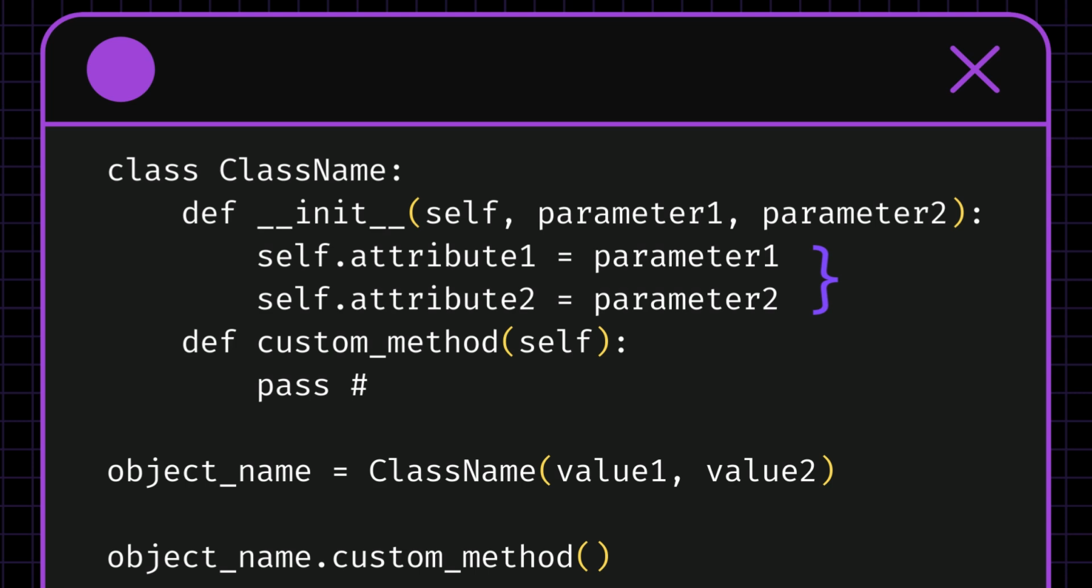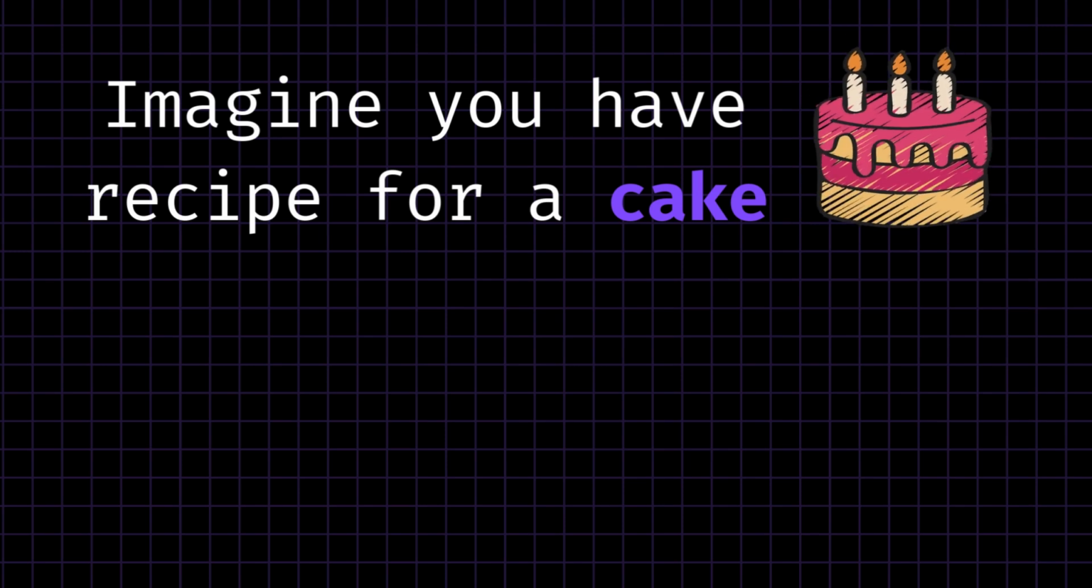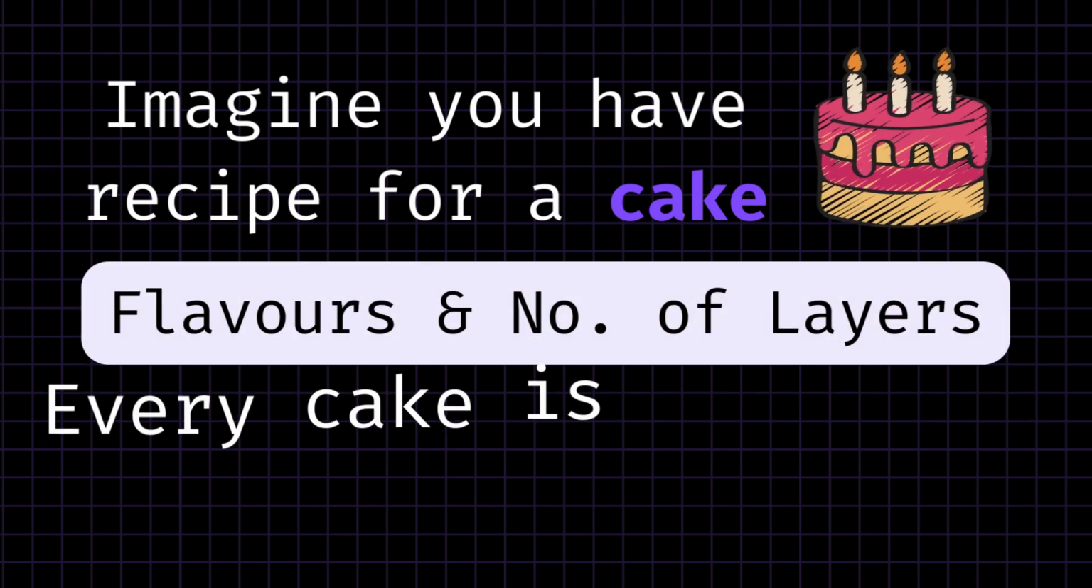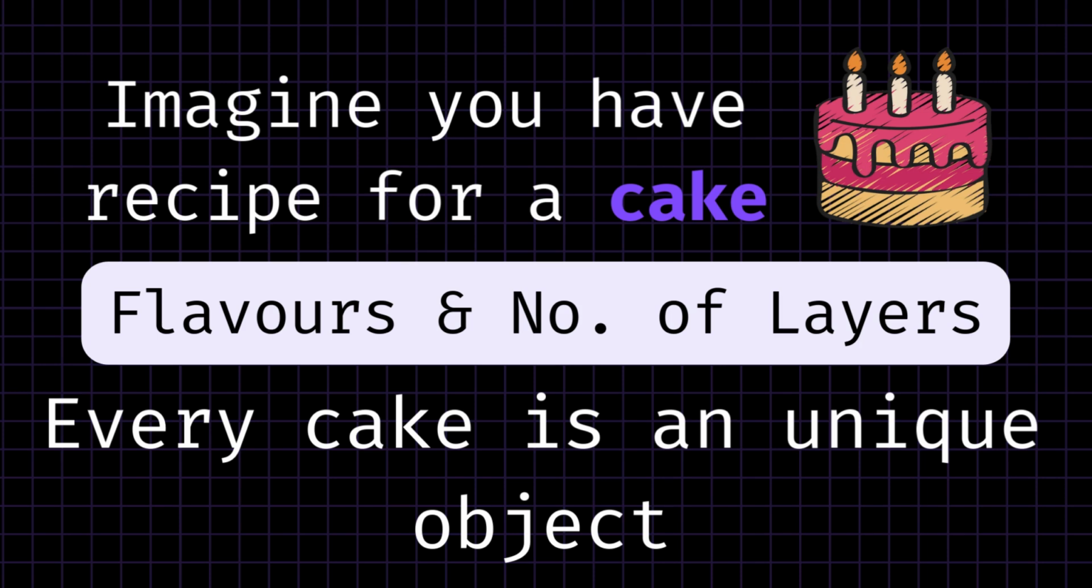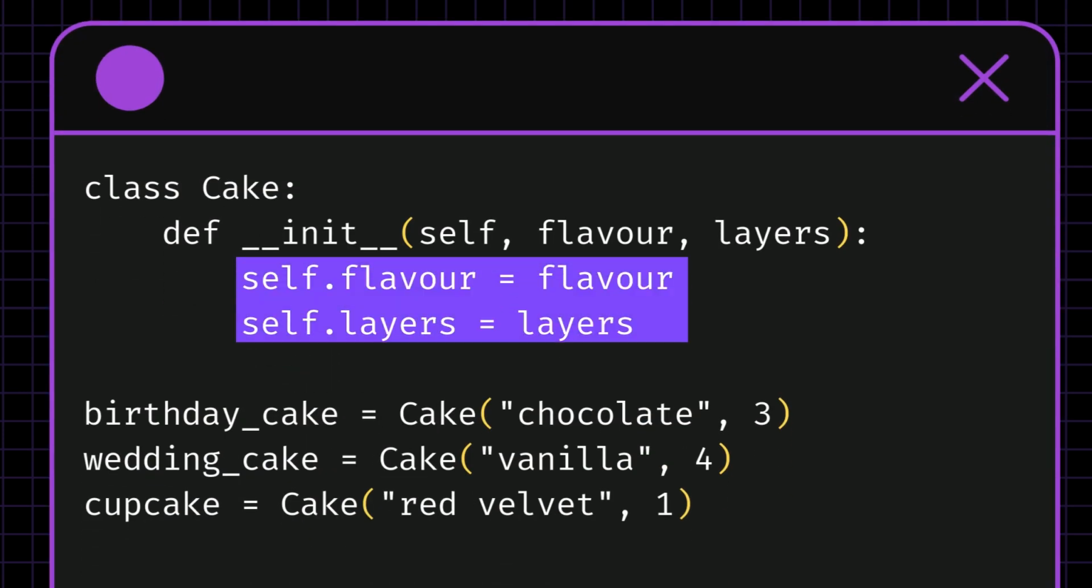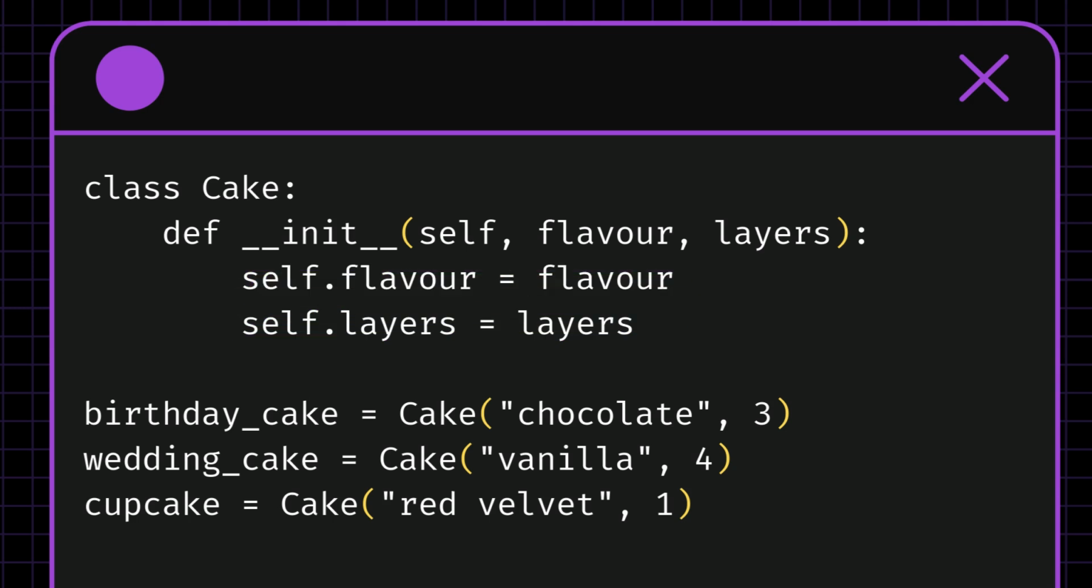Now let's simplify this with an example. Imagine you have a recipe for a cake that tells you the flavors and number of layers. Each cake you bake using that recipe is an object or an instance of the class. Let's say we have three different cakes. Each cake is built from the same recipe or blueprint, which is the cake class, but with different flavors and layers, making each cake object unique.